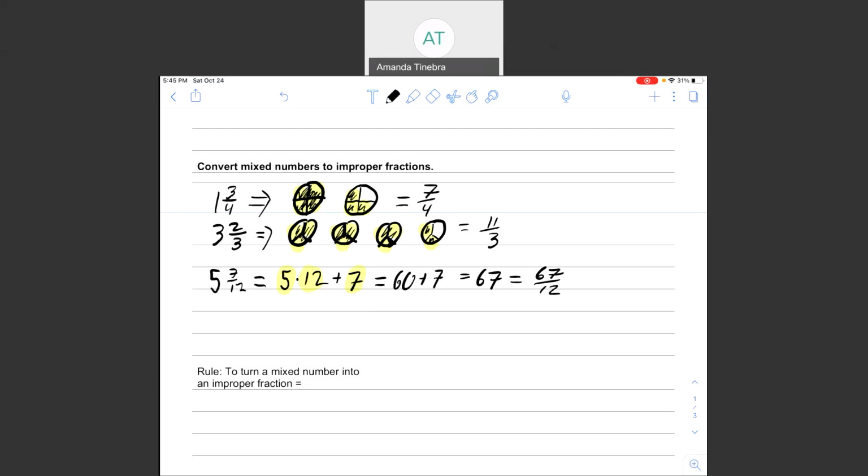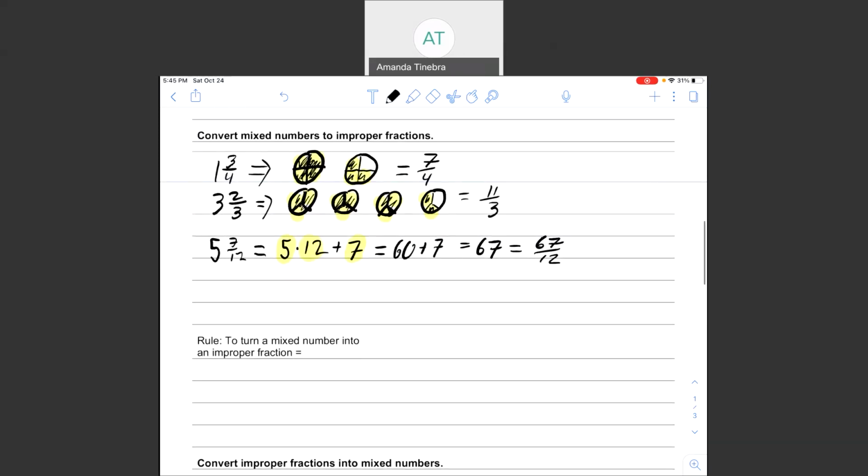So the rule that we're going to follow from now on to turn a mixed number into an improper fraction is that we take the whole number times the denominator.